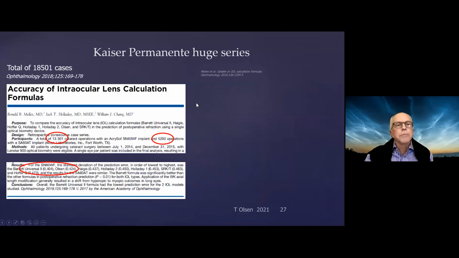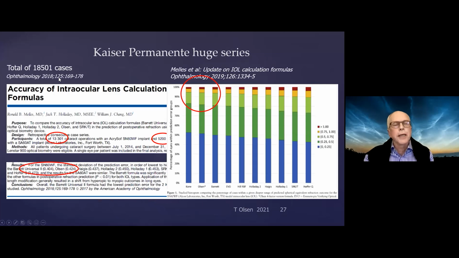And also, as Doc mentions, we have a huge series from the Kaiser Permanente company, published in Ophthalmology 2018. They had more than 18,000 cases, all done with the LensStar biometer. This was the original paper, and then we had an update because newer formulas were coming. As you can see, the best formulas in the update publication were the Kane, a new formula from Australia, and the Olsen and the Barrett, all achieving more than 80% within half a diopter in a routine cataract series, I have to note.